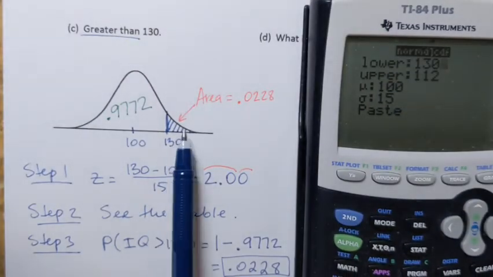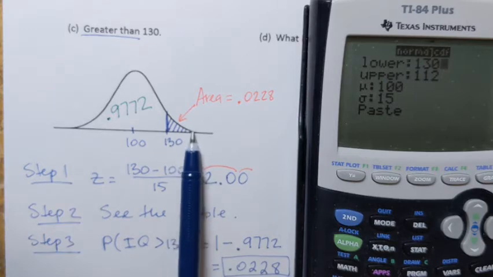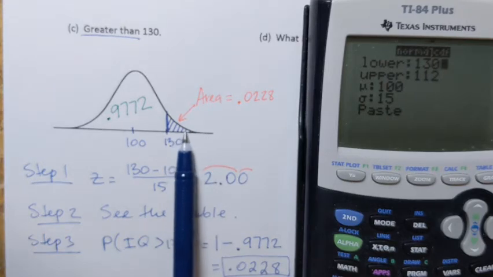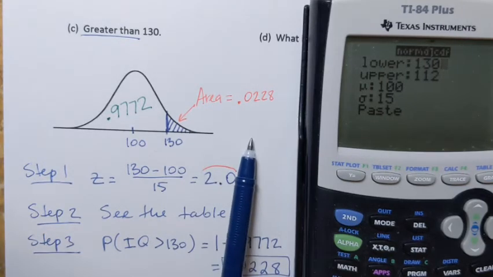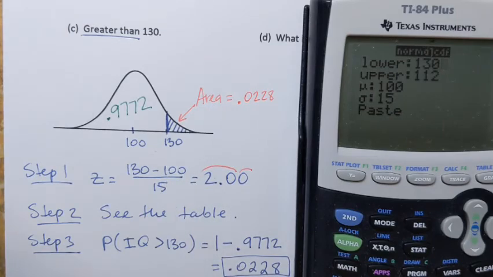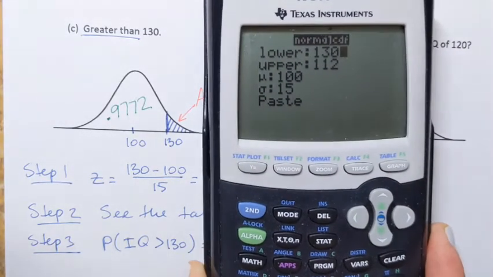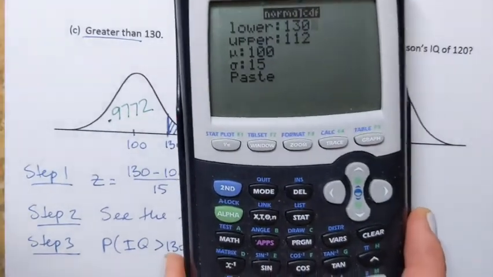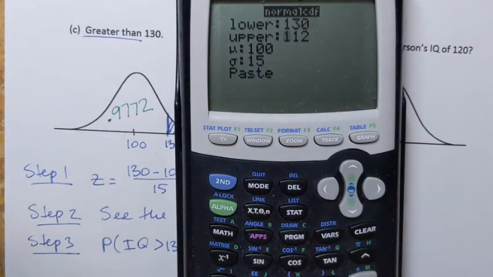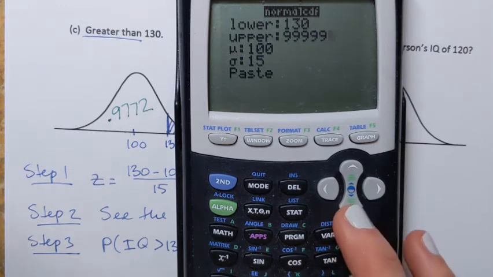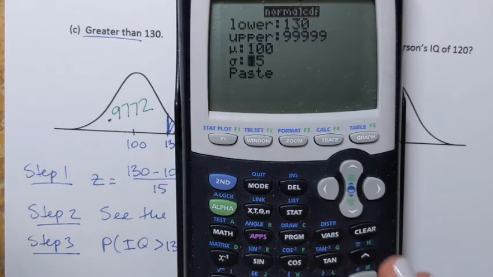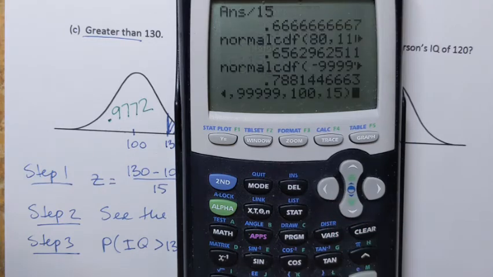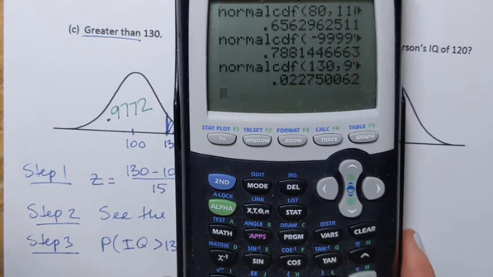Now, how about the upper? Well, with the upper boundary, we have the same story as before. There's no upper boundary, so we just have to take a number that's very large. And again, I will use 5 nines. It's very far from 130, so that's safe to use, considering that I only round my answers to 4 decimal places. So 99999, yeah, 5 nines. Mean and standard deviation stay the same. So I press enter twice and I get the answer.